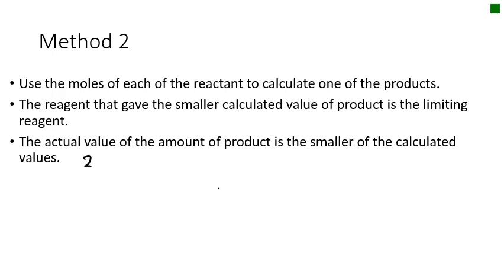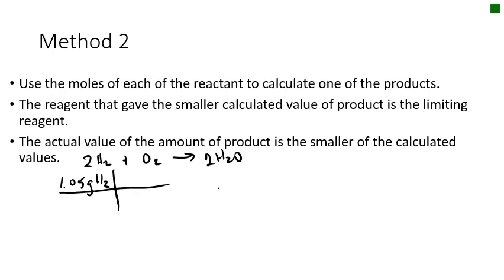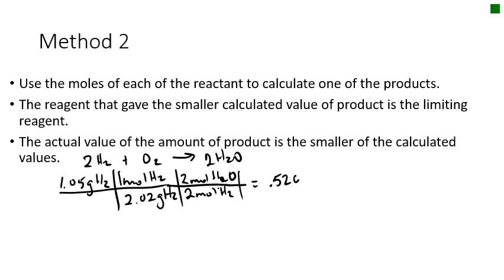So once again, we had 2H2 plus O2 reacting to form 2H2O. We started with 1.05 grams of hydrogen, so now we're going to convert this into grams or moles of water. So once again, start by using my molar mass, 1 mole, 2.02 grams of the hydrogen, and then mole ratio. In this case, I would have 2 moles of H2 producing 2 moles of water, and then we can solve for that. The amount of water that would be produced would be 0.520 moles.